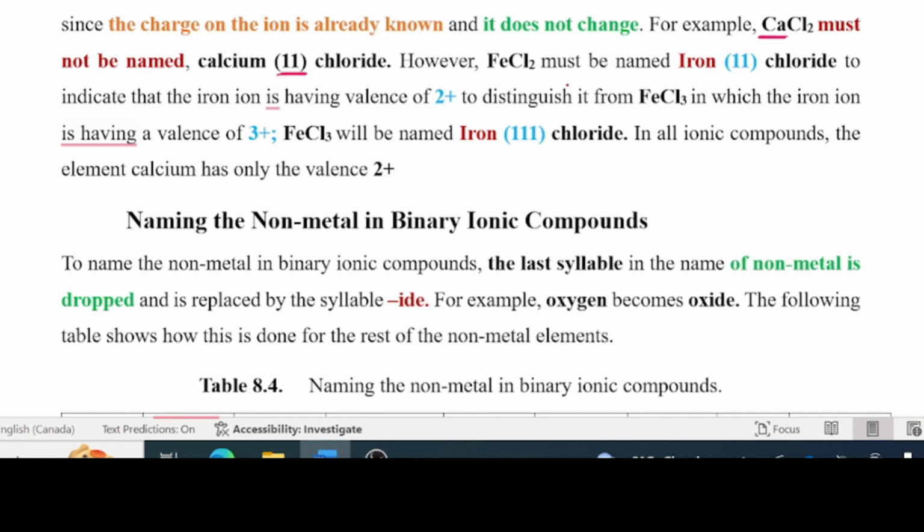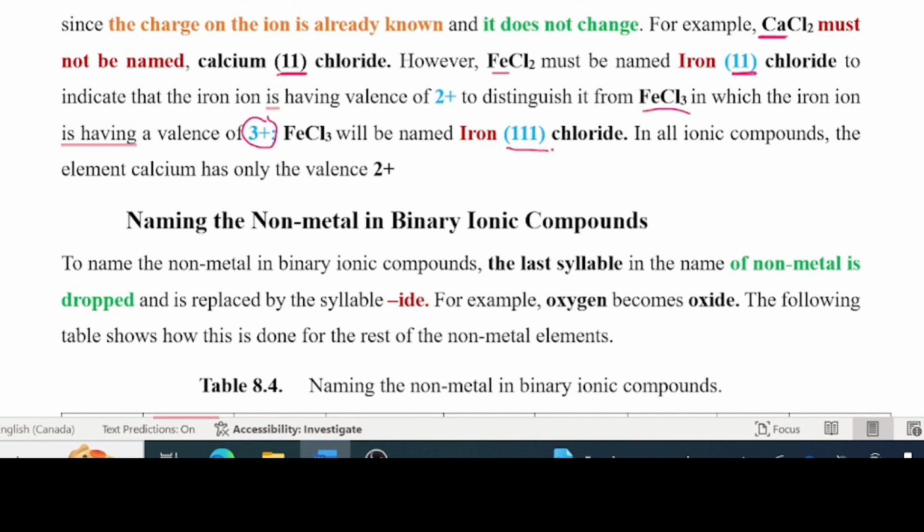All right? Now in this case here, iron must be named iron 2 if you're using the Stock system, right? Because in this case here, the iron must be 2 because you have two chloride ions there and each is negative 1. So they have two negatives on both of these. So this must be a 2 plus there. Okay? So you're saying iron 2 chloride to distinguish it from this one here, which has a valence of 3 plus. Okay? And now you must write it as iron 3 chloride.